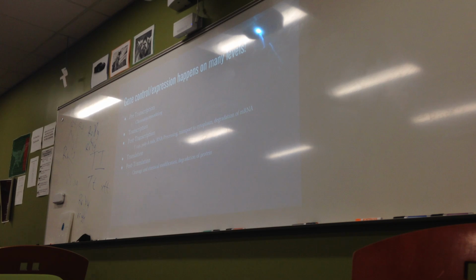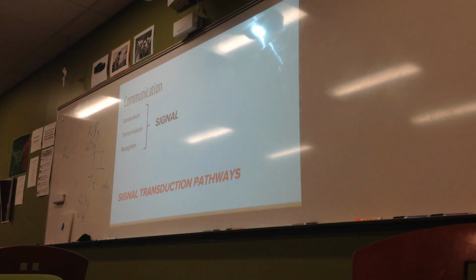So when we get mRNA, we can add a 5' cap or a poly A tail to make it more stable. We can have RNA processing where we splice out our introns, or we splice in certain exons. We can have it maybe blocked from going into the cytoplasm, or maybe the mRNA is degraded before it even gets out of the nucleus. We can have translational modification. We can have post-translational modification where we get cleavage, chemical modification, or degradation of the protein by certain proteases.